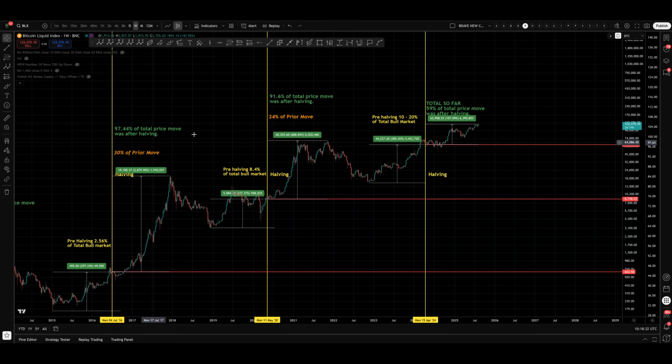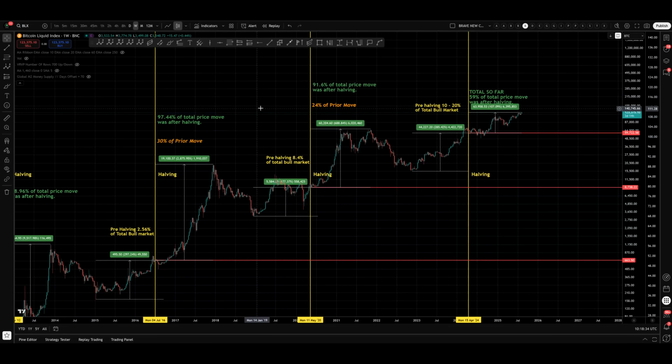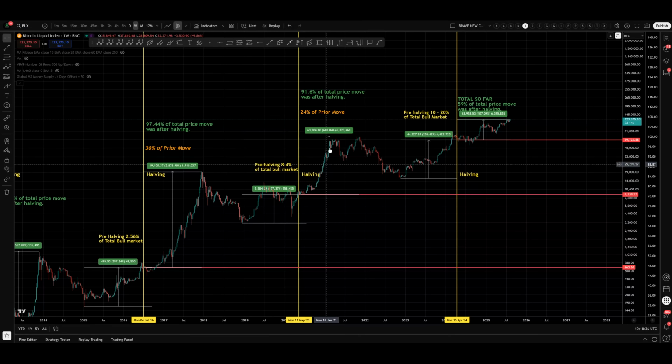So as you can see, that 90% gain of the entire swing low to swing high, the 3-year part of going up of our spring, summer and autumn seasons, the vast majority of the gain occurs post-halving.